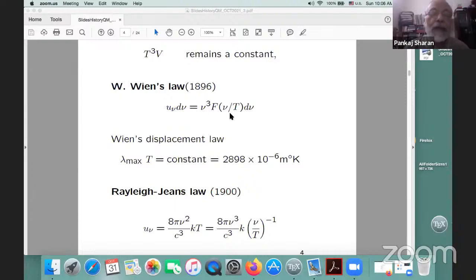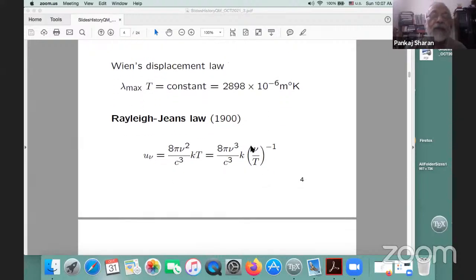So wherever that function has a maximum, that is not going to change. That particular value will then be a constant, and this lambda maximum into absolute temperature of black body radiation is given by this number, which is 2898 × 10⁻⁶. I had also given some examples of the earliest measurements, about 120 years before, in 1899 or something, and they had found some value which is very similar to this.